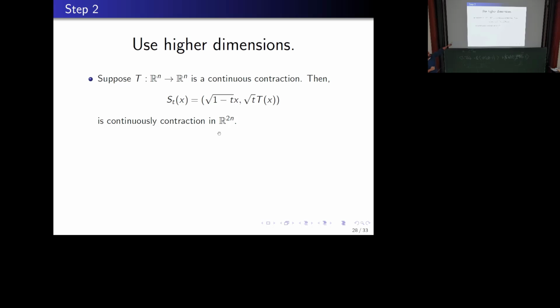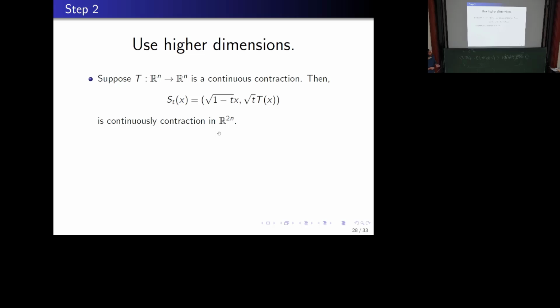If T is a contraction from Rn to Rn, so T is a contraction, not a continuous contraction, then if I define these STs, these are a continuous contraction defined on a subset of R2n. So I had a contraction defined on Rn. Now I think of it as a continuous contraction defined on R2n, taking this Rn to this Rn. So I use 2n dimensions to make an arbitrary contraction a continuous contraction.